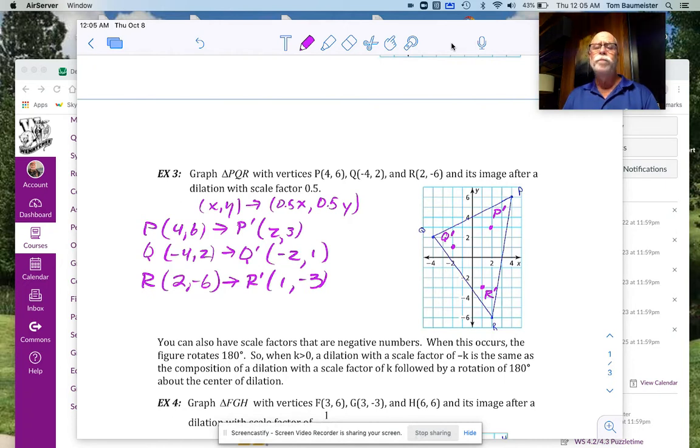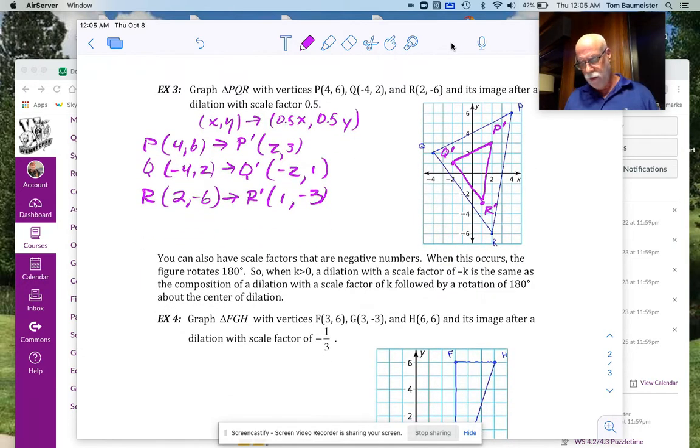And if you can use different colors, use different colors. Sometimes they'll have you do one of them as a dashed line. But since I have different colors here, I'll be okay. And again, if not, when you're taking a test or something, make sure that you put the primes there, all right? Because that is our image after our pre-image.